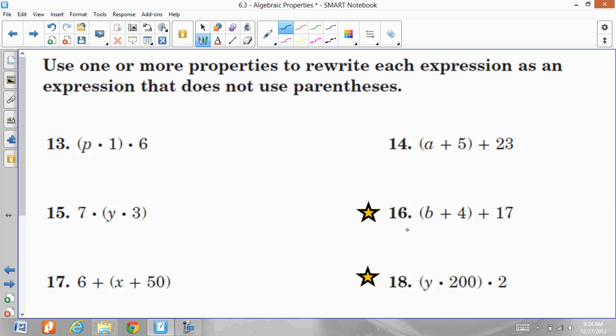Let's focus on question number 16. Use one or more properties to rewrite each expression as an expression that does not use parentheses. So they basically want you to replace the parentheses with nothing. So b plus 4 plus 17. So if I remove the parentheses, it's just going to look like b plus 4 plus 17. Now keep in mind, you can add the numbers. So this changes to b plus 17 plus 4 is going to give you 21. The letter, you just leave it as it is.